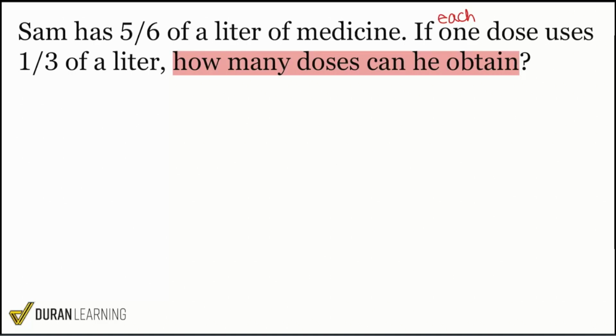They absolutely are. So here we have Sam has this much of a liter of medicine. Each dose uses this much of a liter. How many doses can we obtain? Does everybody notice that we have the grand total right here, and the word each that we can extrapolate from this? We're trying to get how many doses, how many pieces. Which one are we doing, everybody, multiplication or division? We're not trying to get to the grand total. We're trying to get to the number of pieces. So yes, that will be division.